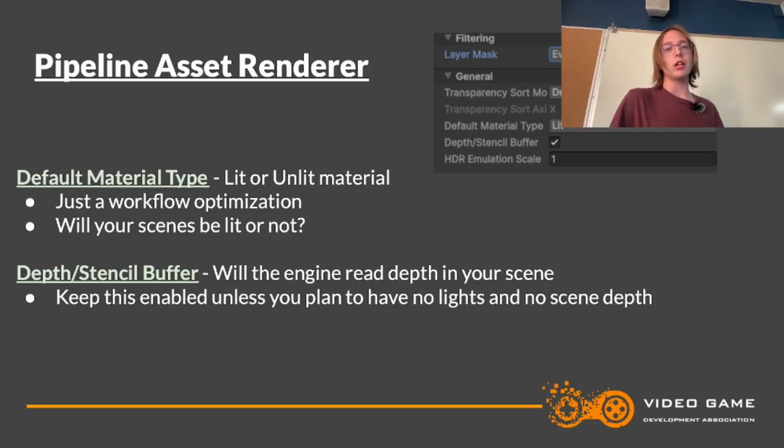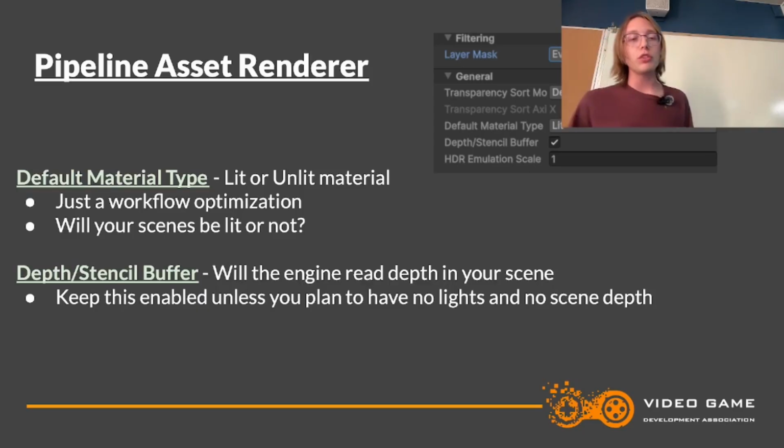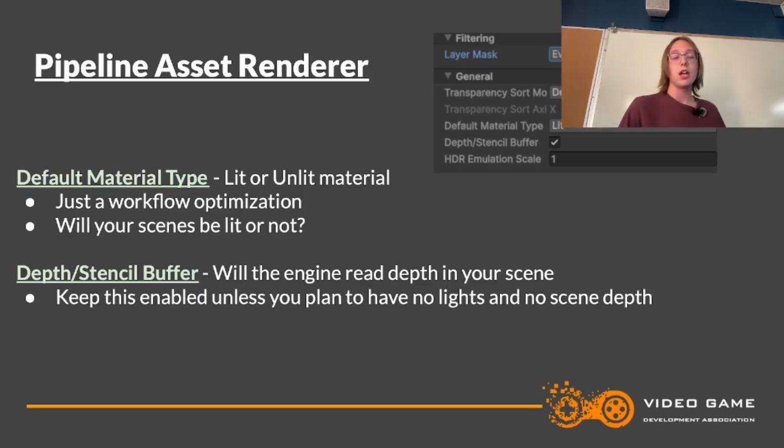Default material type, lit or unlit material. This is just a workflow optimization. Is your scene going to be lit by lights or not? If it's not, then you don't need to have this on. You can set this to unlit. And for your depth stencil buffer, this is basically, is the engine going to read depth in your scene? So let's say you're making a visual novel game or whatever. You're just going to have a drawn background, like a character in your UI. You're not going to have depth for that, so you can turn that off. But if you're doing some sort of 2D side scroller with parallax stuff, then maybe you'll want that on. So just keep that in mind.